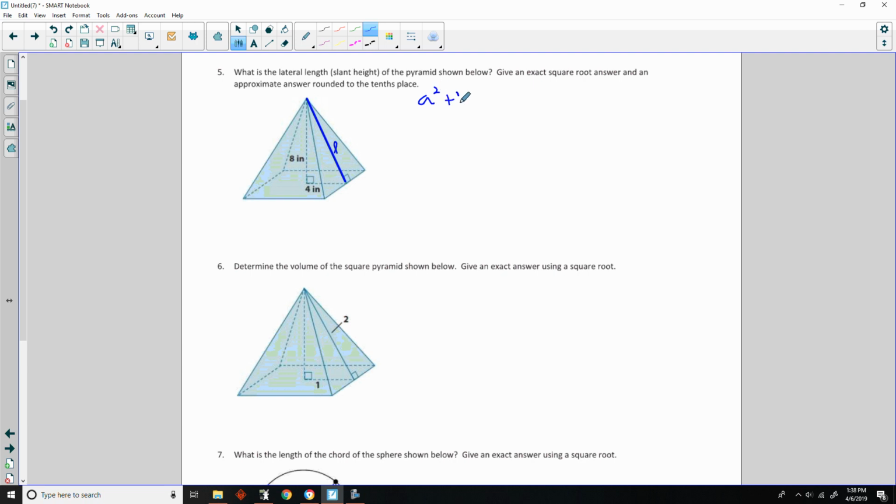a squared plus b squared equals c squared, where a is either 8 or 4, doesn't matter. 8 squared plus 4 squared. What does matter is your hypotenuse, which is our slant height, L, is our c. So I'm going to turn that into L squared. 8 squared is 64. 4 squared is 16. 64 plus 16 is 80. So therefore, if I take the square root of 80 and the square root of L squared, then I get L equals the square root of 80.